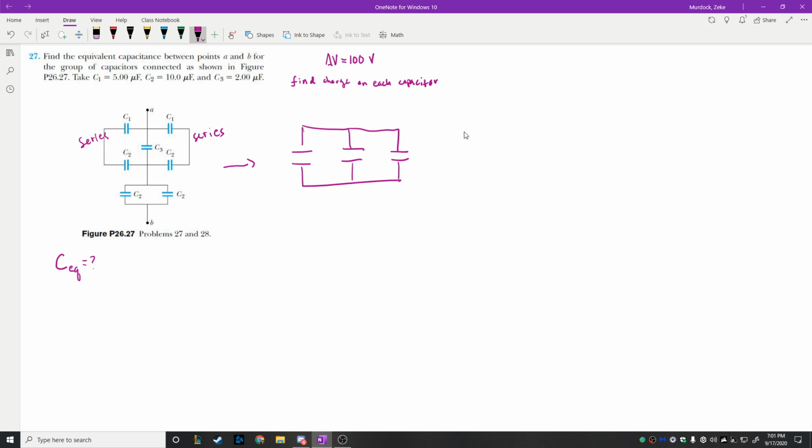Apologize if that was a loud noise for you there. And then how are these two connected? The C2 and the C2, those are pretty clearly parallel. Shouldn't have been much question about that. C2 is 10, so this becomes 20.